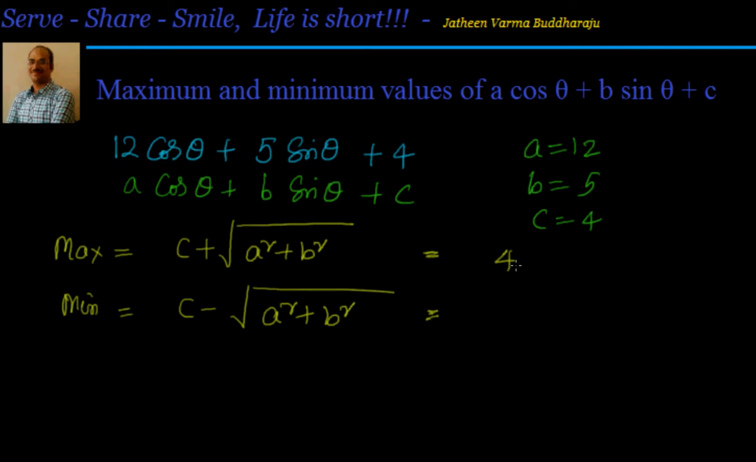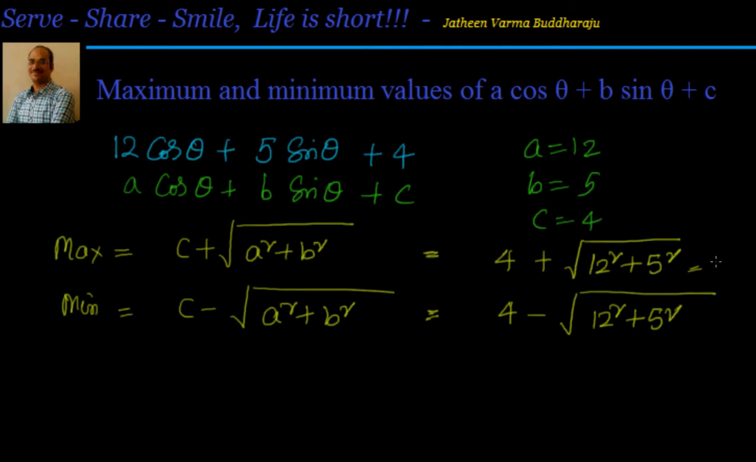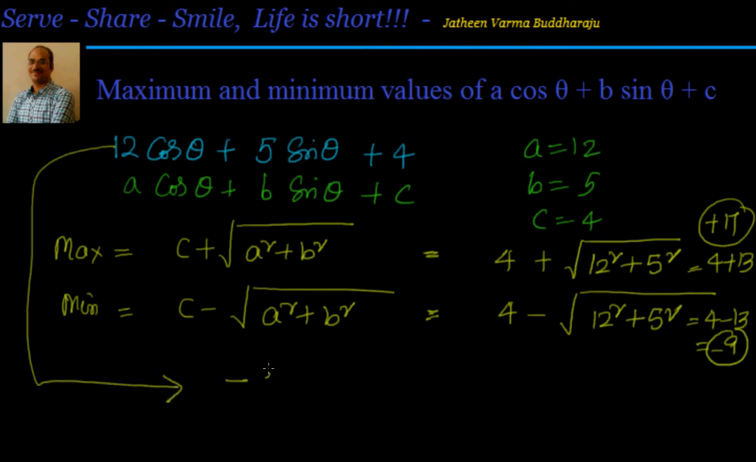Now what is c? 4 plus square root of 12 square plus 5 square, and minimum value is 4 minus square root of 12 square plus 5 square. This is 4 plus 13, and this is 4 minus 13. The minimum value is minus 9, and the maximum value is 17. So the values of this expression lie between minus 9 and 17.